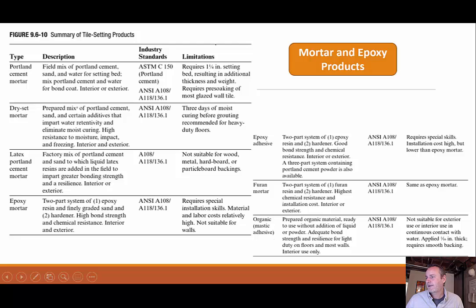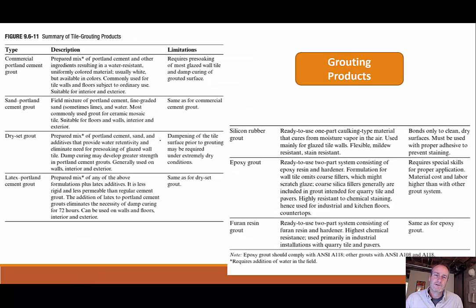Mastic adhesive. So a number of different varieties, and I'm not going to read all these, but you could pause this and read through it if you want to know the differences between your different mortars. Same idea with the grouts. Many types of different grouts out there.